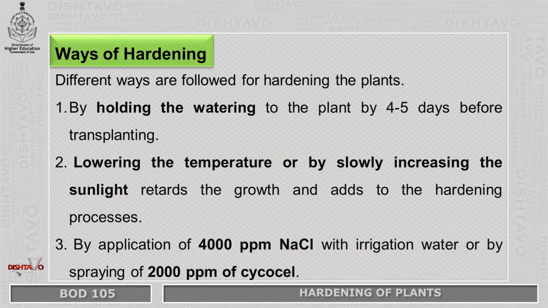Plants can be also hardened by application of 4000 parts per million sodium chloride with irrigation water or by spraying 2000 parts per million of Psychocell. Psychocell is a growth regulator.